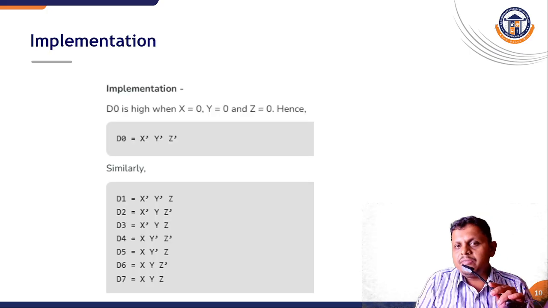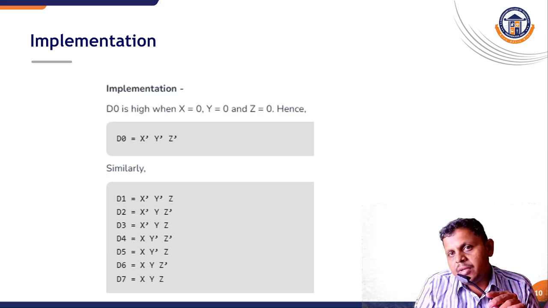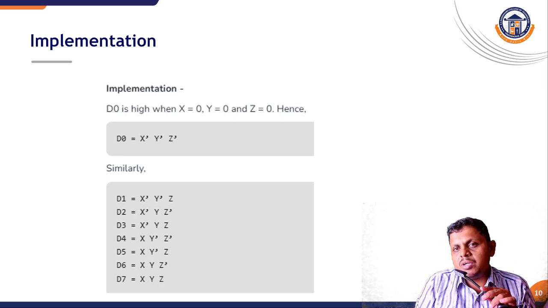So likewise, we are writing all the values: d1 equal to x bar y bar z, d2 equal to x bar y z bar, d3 equal to x bar y z, d4 equal to x y bar z bar, d5 equal to x y bar z, d6 equal to x y z bar, d7 equal to x y z.